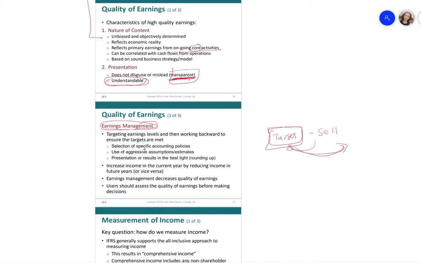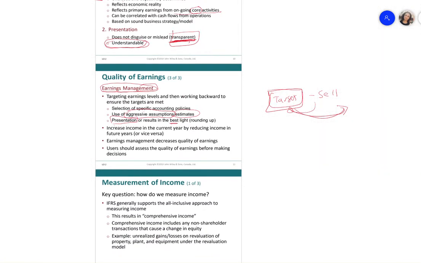The selection of specific accounting policies, use of aggressive assumptions and estimates. Sometimes we don't reach those targets. The reason we don't reach those targets is that management used aggressive estimates or assumptions when producing a statement of income. Presentation of the results in the best light, rounding it up. So the presentation has to be the best.